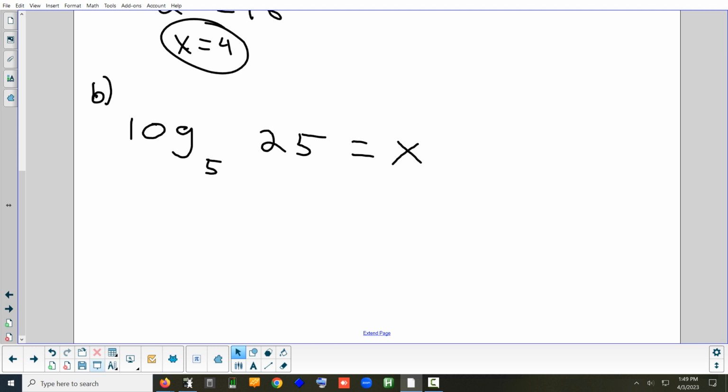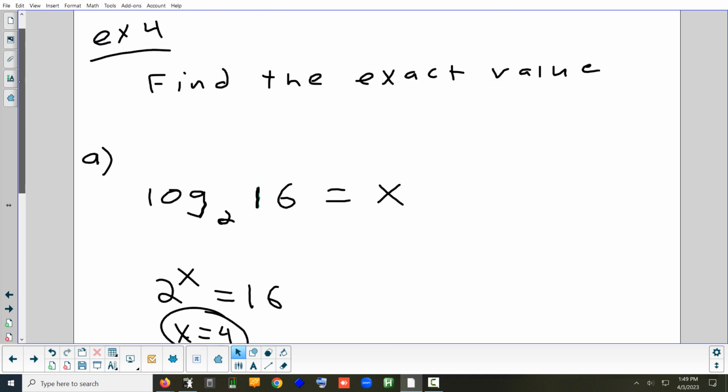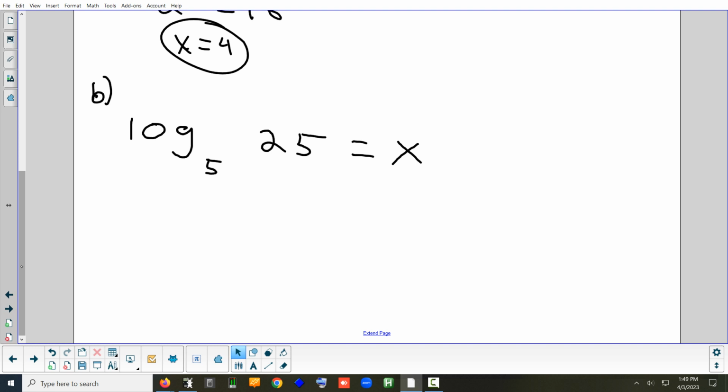Log base 5 of 25 equals x. So the directions are not going to tell you how to solve. It's just going to say solve. Find the exact value. You have to know to change that to exponential form. So Fiorella, can you tell me what that would be if I changed the whole thing to exponential? 5 to the power of x equals 25. What's my base again? 5, to the power of x, equals 25.